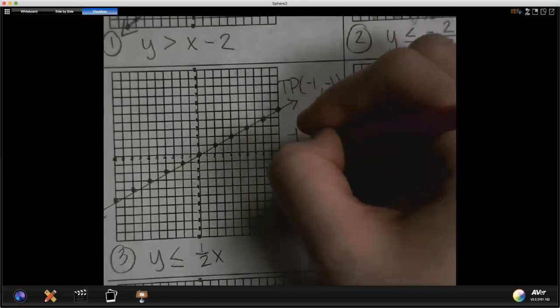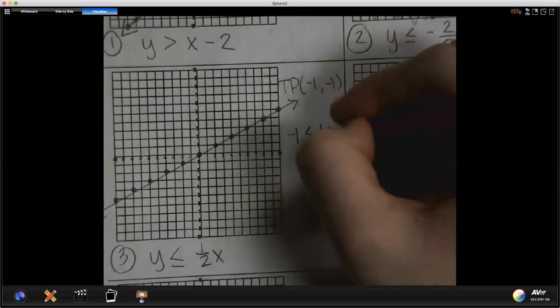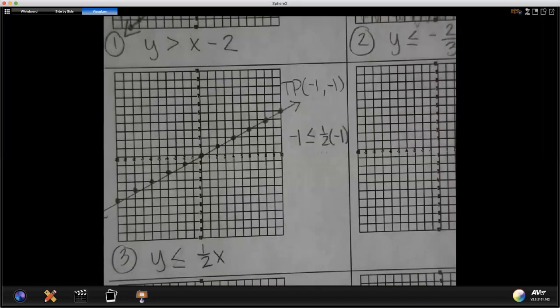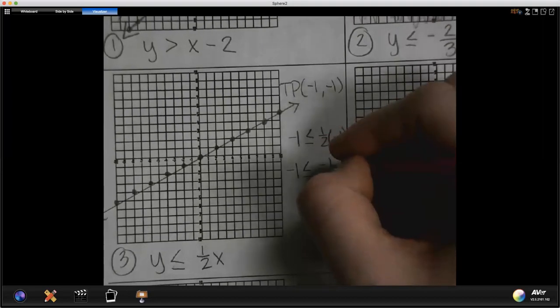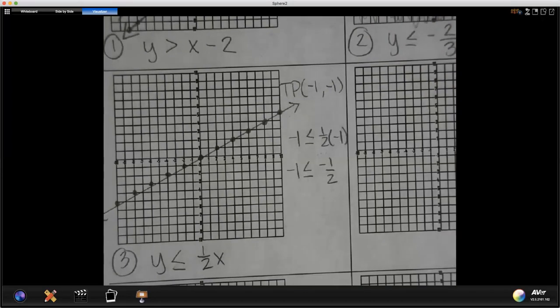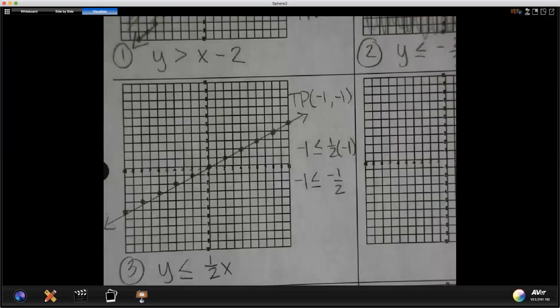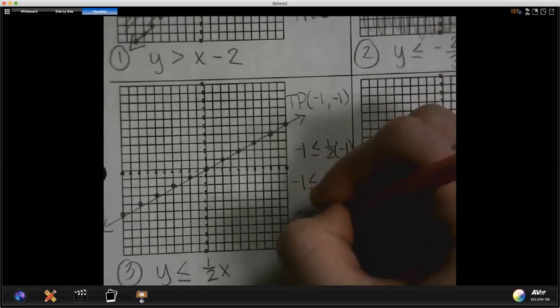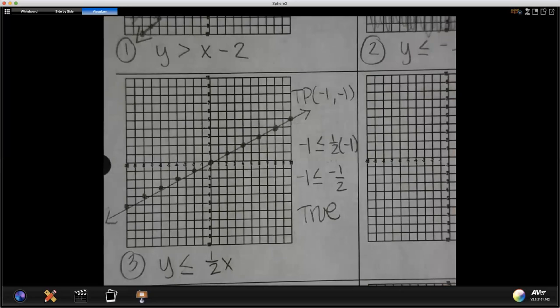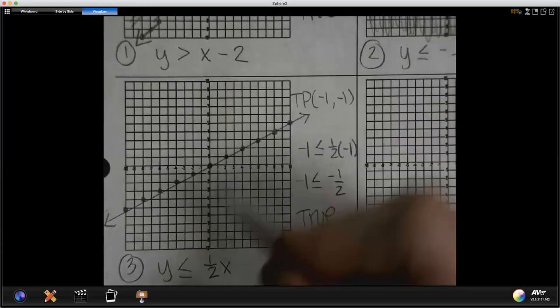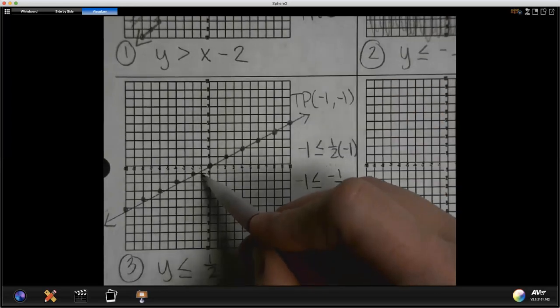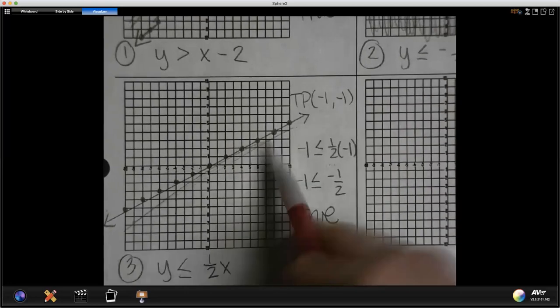So -1 is less than or equal to 1/2 times -1. What is half of -1? -1/2. Okay, is -1 less than or equal to -1/2? Yes. It's hard to think about because of the negatives, right? So, like I said, you can pick whatever you want. Obviously, negatives sometimes can make your life a little bit trickier in your brain. That's okay. If we picked -1, that is a very close point to pick, but it is okay because it is true. And you should be shading down.